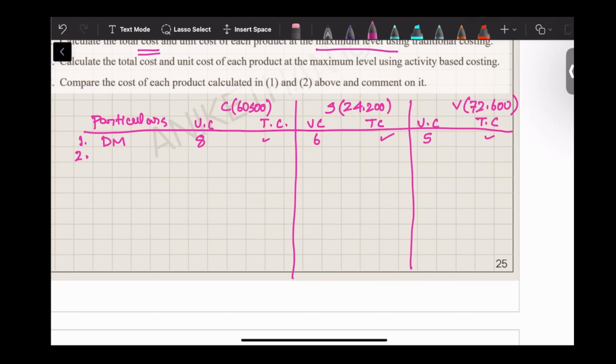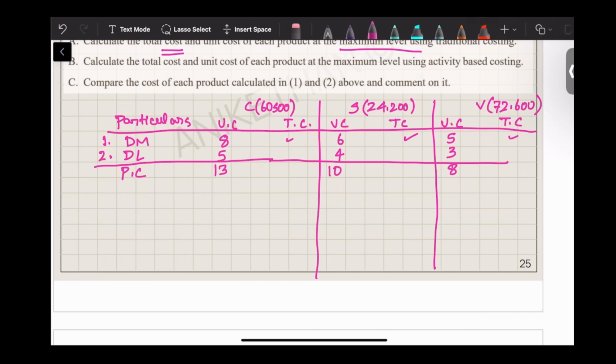So second line item, direct labor cost. Again here I mention the unit costs only. So the total we can take in prime cost. I will add both of them. I am getting 13 for cocoa, 10 for strawberry, and vanilla I am getting 8. Now it says overhead is recovered at 30%. So I will total first prime cost: 13 rupees into 60,500, 10 rupees into 24,200 units, then 8 rupees into 72,600. Overhead now I can recover at 30% of prime cost.